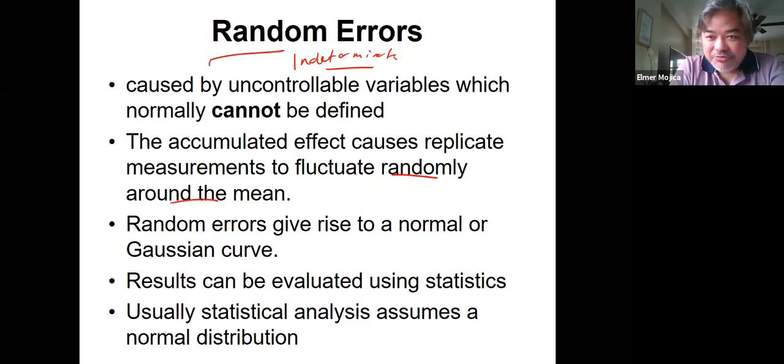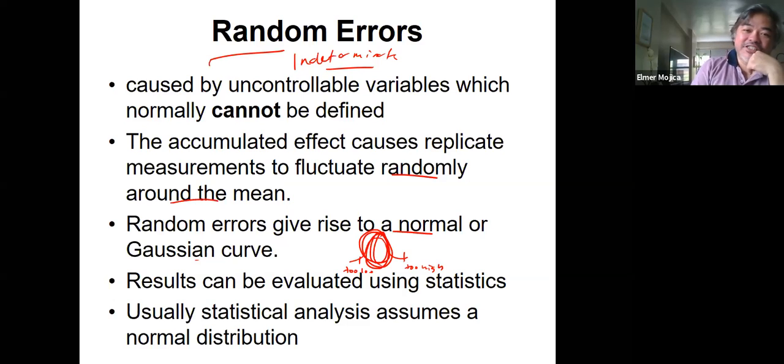But what is good with these random errors is that they give rise to the so-called normal or Gaussian curve. If you look at it like this, this is a value that is too high, and this is a value that is too low. Most of the time they are within the average. And the good thing with random errors is you can always use statistics, which is the coverage of our next meeting, which we do asynchronously.